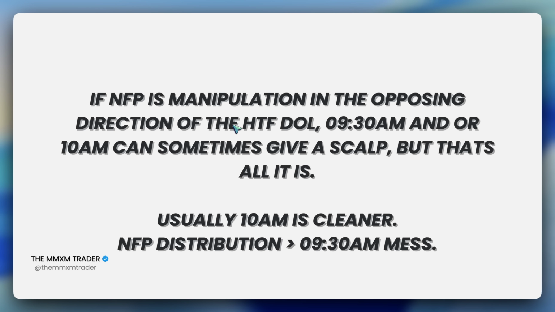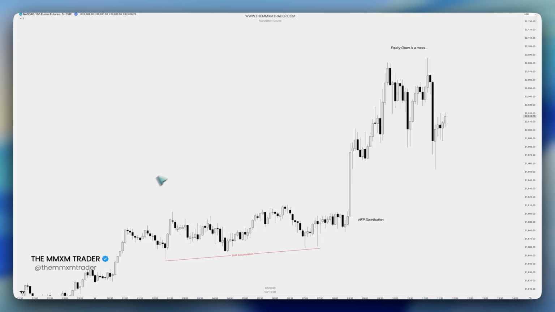It's just a scalp. Usually 10 a.m. is cleaner. NFP distribution, 9:30 a.m. is a mess, and 10 a.m. is more clean. Okay, so let's look at an example here of when you should just sit out of the market.